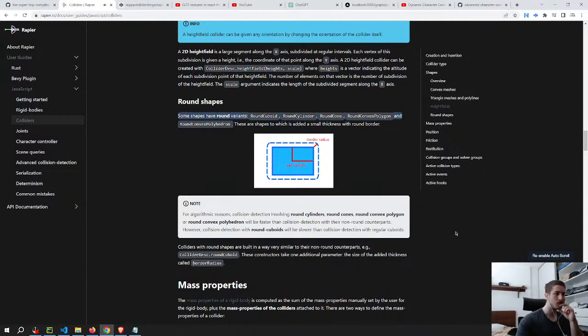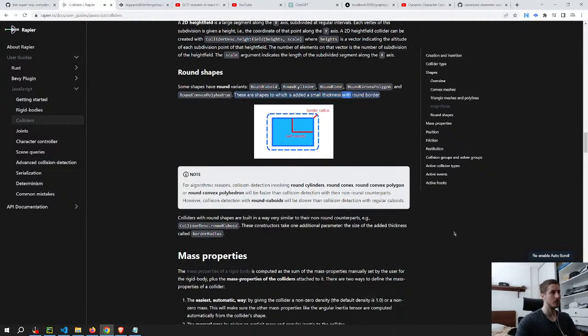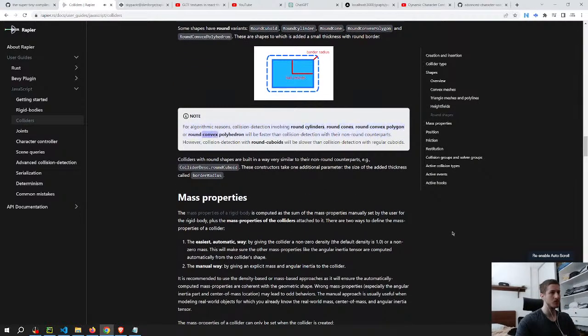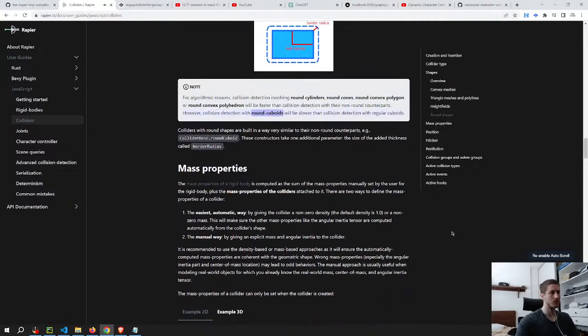Round shapes. Some shapes have round variants: round cuboid, round cylinder, round cone, round convex polygon, and round convex polyhedron. These are shapes which add a small thickness with a round border. For algorithmic reasons, collision detection involving round cylinders, round cones, round convex polygons, or round convex polyhedrons will be faster than collision detection with their non-round counterparts. However, collision detection with round cuboids will be slower than collision detection with regular cuboids.